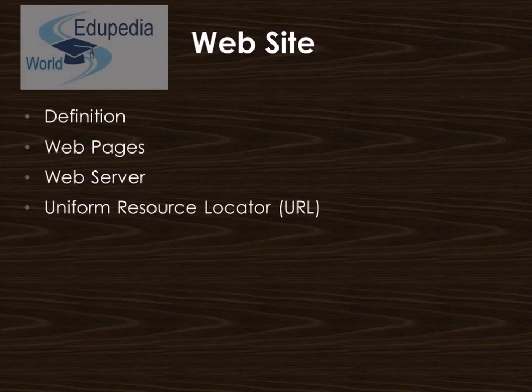The first one is website. It is a related collection of World Wide Web files that includes a beginning file called a home page. A company or an individual tells you how to get to their website by giving you the address of their home page. From the home page, you can get to all the other pages on their site.